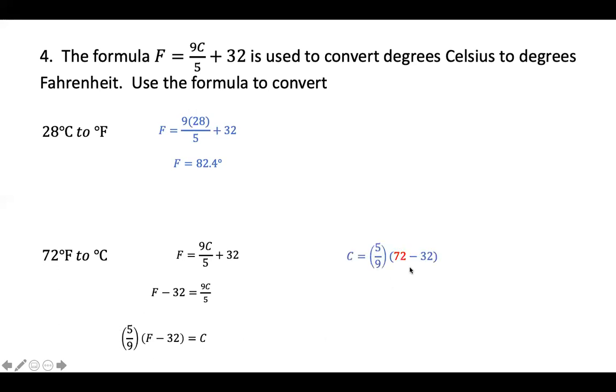So this is the equation to find degrees in Celsius. And now all I have to do is plug in what they gave me. So 72 degrees Fahrenheit goes in there. Plug it into your calculator and you should get that the degrees in Celsius would be 22.2.